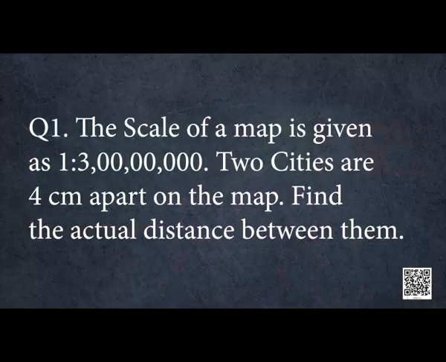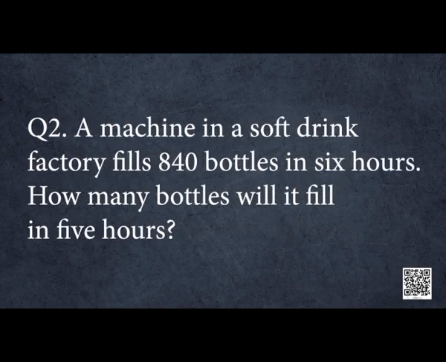Question number 1. The scale of a map is given as 1:3 crore. Two cities are 4 centimeters apart on the map. Find the actual distance between them. Question number 2. A machine in a soft drink factory fills 840 bottles in 6 hours. How many bottles will it fill in 5 hours?